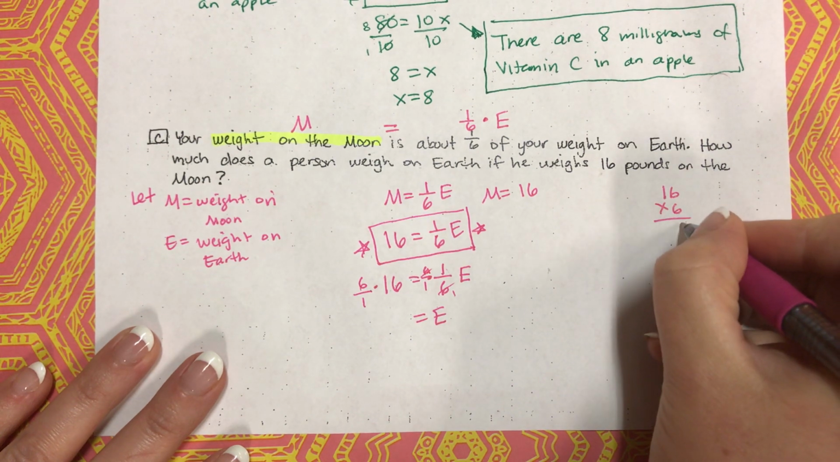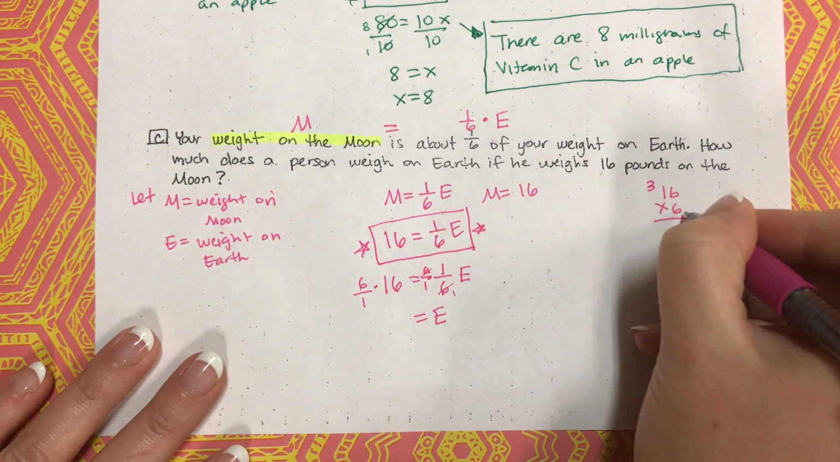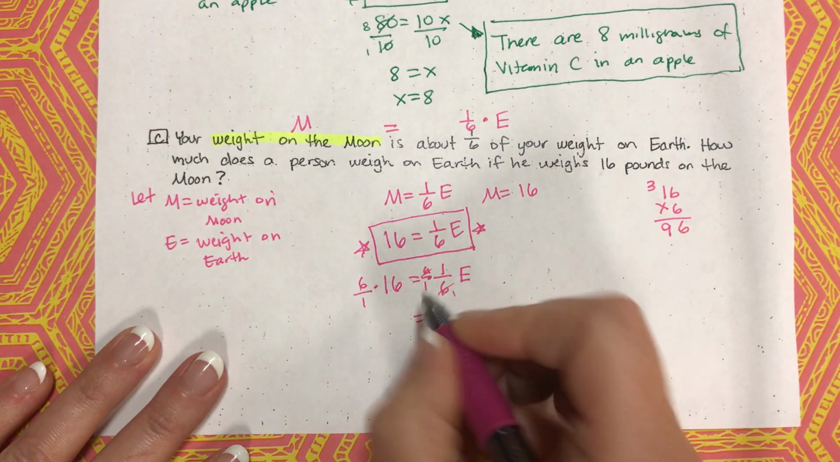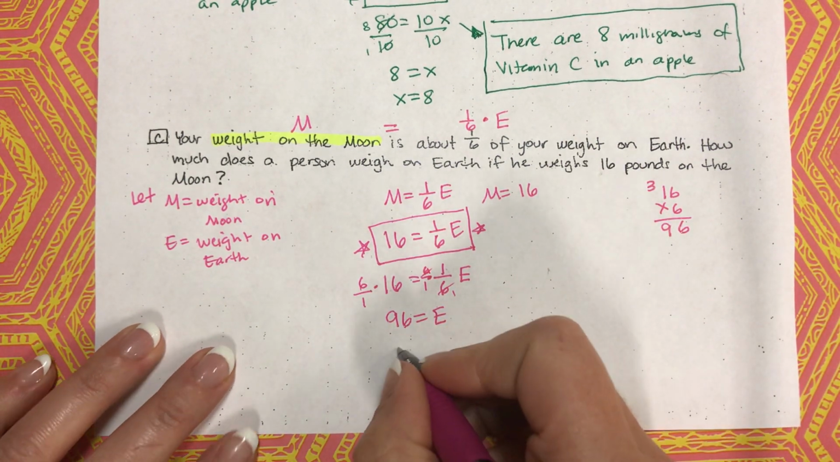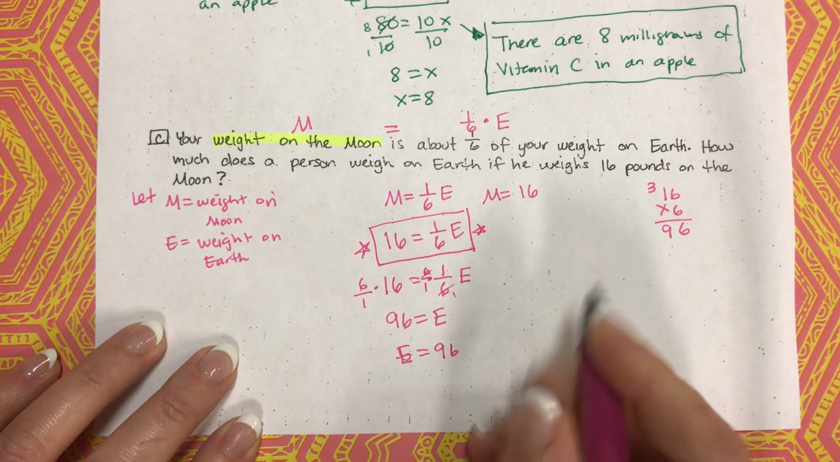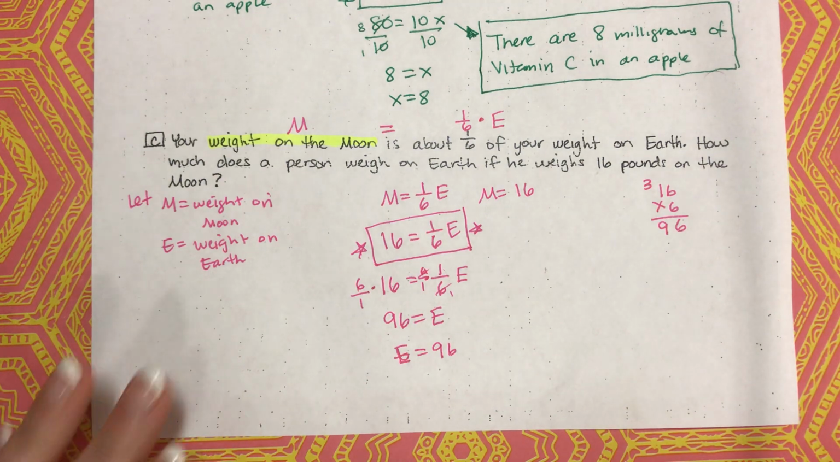6 times 6 is 36, right? Write the 6, carry the 3. 6 times 1 is 6, plus 3 is 9. So that would be 96 pounds.